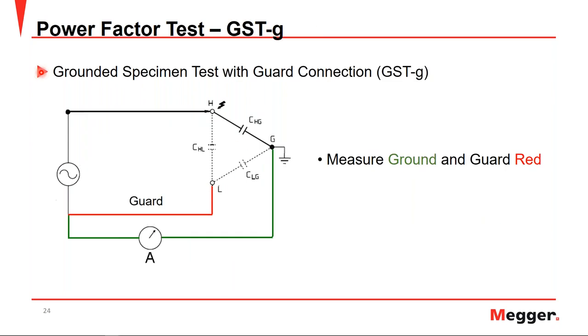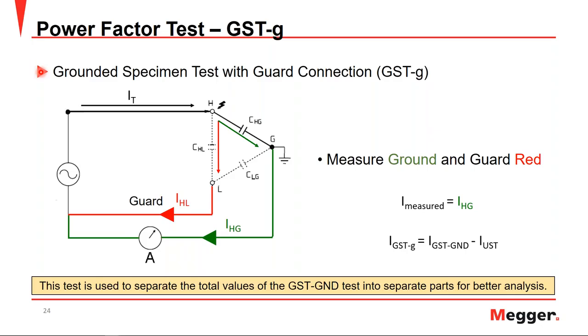Lastly, we have the grounded specimen test with guard connection, or the GST-G. In this situation, we can see the measurement lead in red actually being guarded and bypassing the ammeter, where the ground lead has the path of the ammeter. So if we have our total current being injected, we have our 2 current paths, again, our high to low and high to ground. This time, our high to low leakage current will bypass the ammeter, and therefore only the leakage current from high to ground will be measured. Therefore, our measured current is our leakage from high to ground.